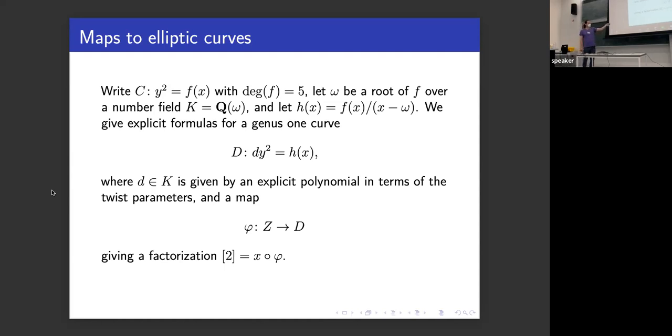And we can also write down an explicit formula for the map from our genus 5 curve to this genus 1 curve that gives a factorization of the multiplication by 2 map. So it's all a very explicit geometric picture here. And so this is exactly the data that we need in order to apply the elliptic Chabauty method to this genus 5 curve. And then the idea is, if we can compute the rational points on this genus 5 curve, then we can pull those back and get a complete list of rational points on the original genus 2 curve.